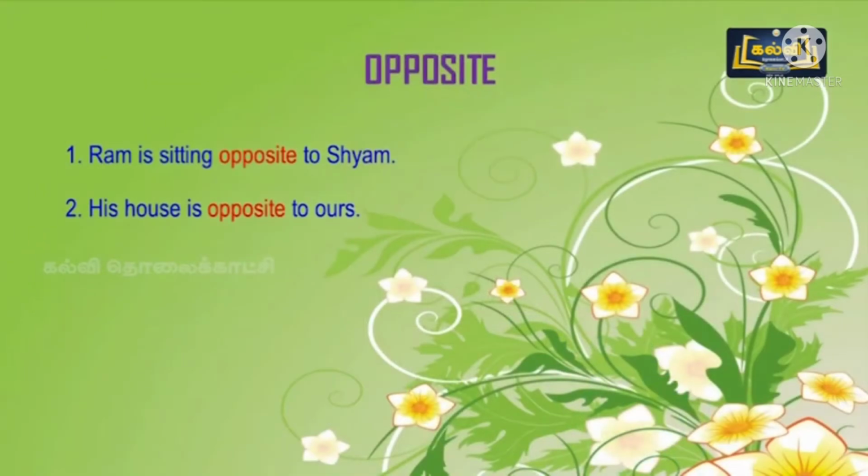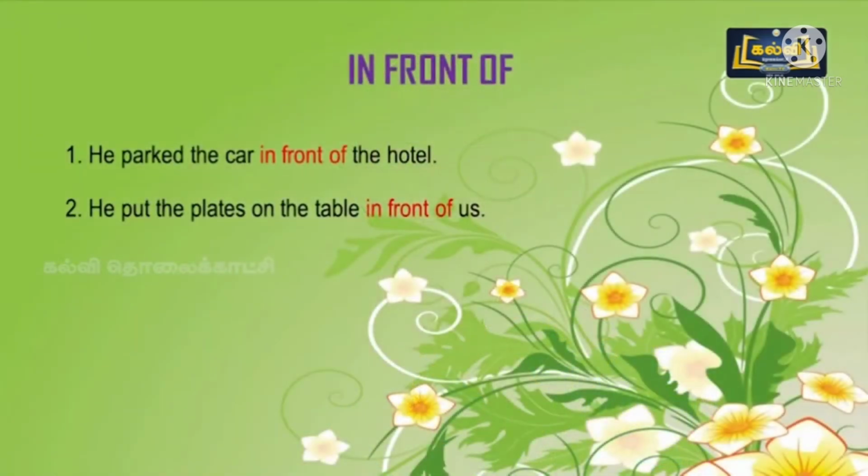Next, opposite. Opposite is a preposition. First one is, Ram is sitting opposite Shyam. Second one, his house is opposite to ours. So, opposite is also a preposition. Then comes in front of. You may be familiar with this word. In front of is called a phrase preposition. He parked the car in front of the hotel. Second example, he put the plates on the table in front of us.